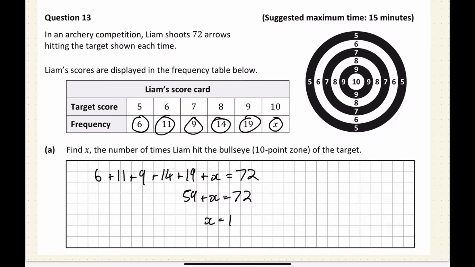Oh man, I should use a calculator. 72 minus... Well, 70 minus 50 would be 20. It's 11, is it? No, 13. Okay. Yeah, it's definitely 13. Okay, so there it is. Find X, the number of times Liam hits the bullseye.